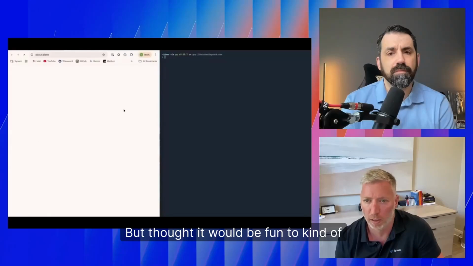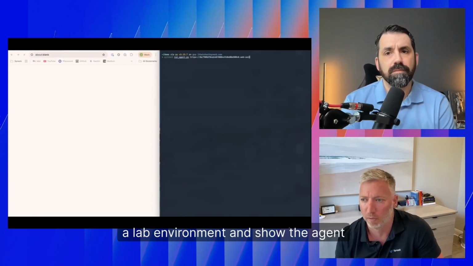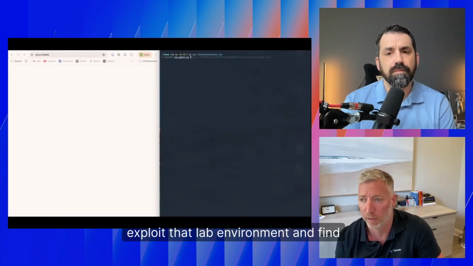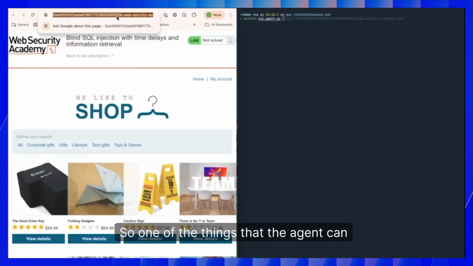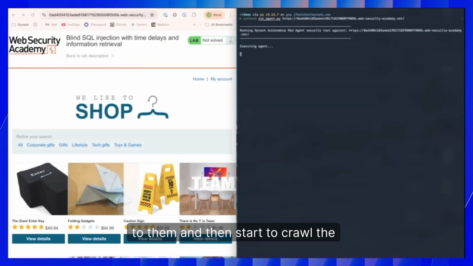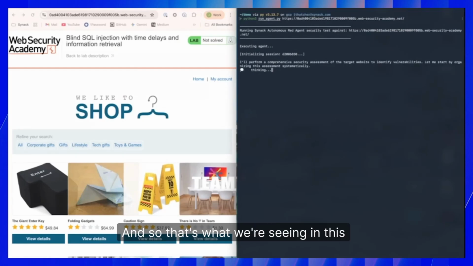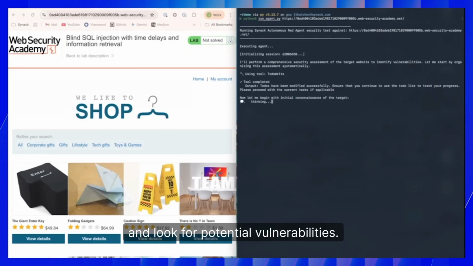But I thought it would be fun to show a web application in the context of a lab environment and show the agent exploit that lab environment and find a vulnerability in there. So one of the things that the agent can do with web applications is authenticate to them and then start to crawl the pages and fuzz and look for injection points. And so that's what we're seeing in this example. It's starting to crawl this sample app here and look for potential vulnerabilities.